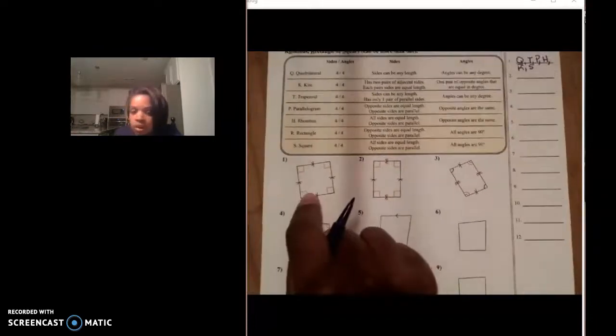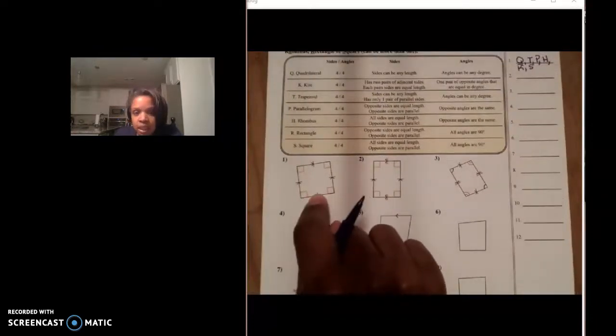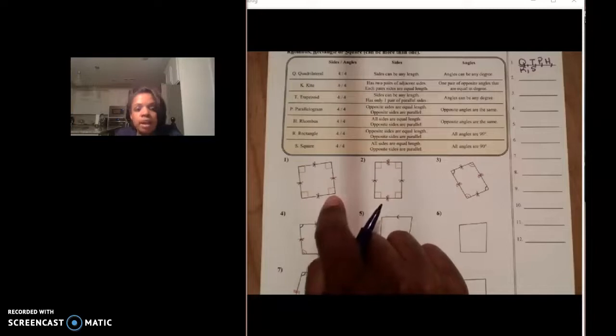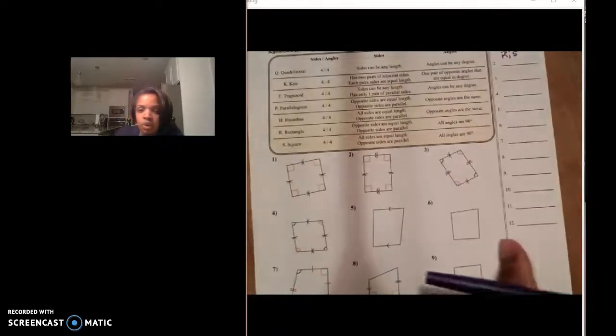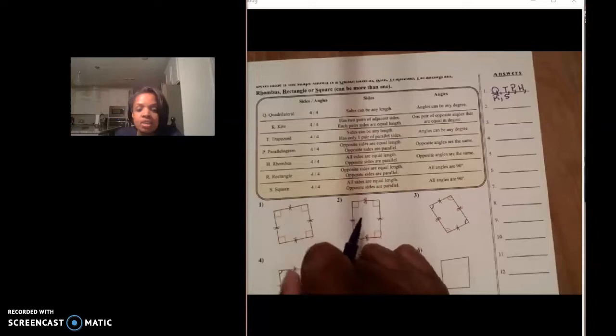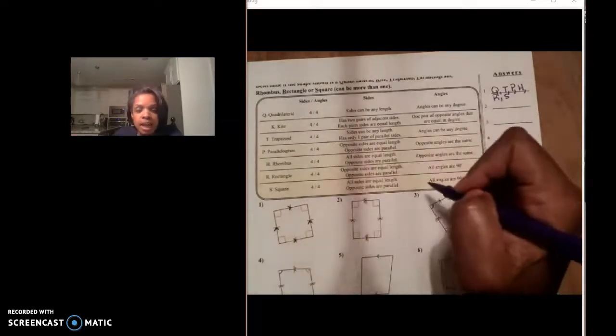Alright, so looking at this shape here, we're going to classify it as many times as we can. The first thing we know, yes, it's a quadrilateral because it has 4 sides, 4 angles, it's closed, it's a polygon, okay? So I wrote the Q for quadrilateral. I noticed that it is also a trapezoid because it has at least one set of parallel sides. It is also a parallelogram because it has 2 sets of parallel sides. These arrows represent that they are parallel to the opposite side, okay?